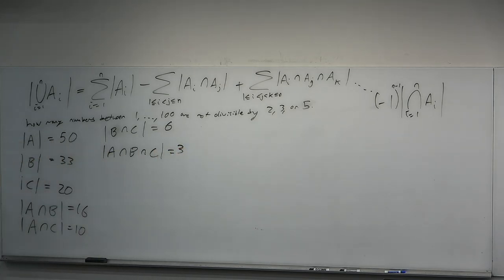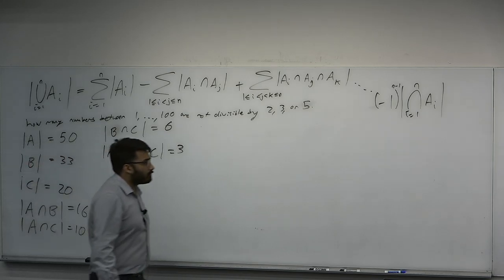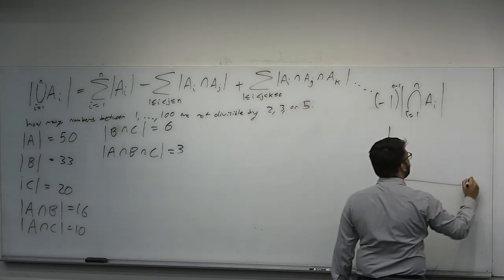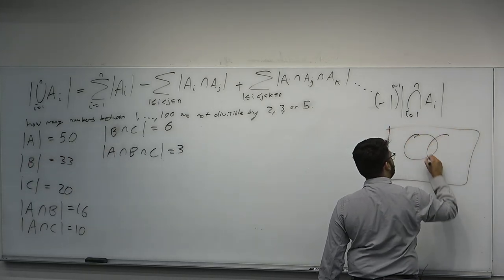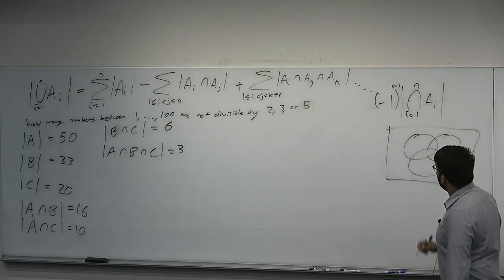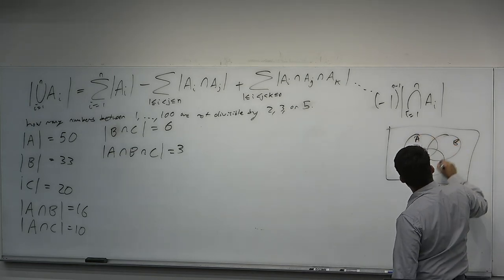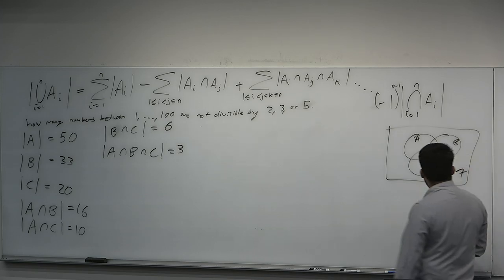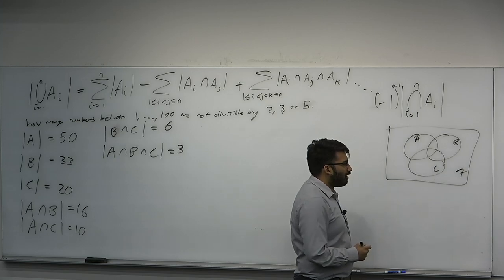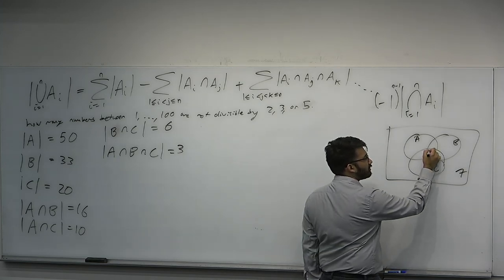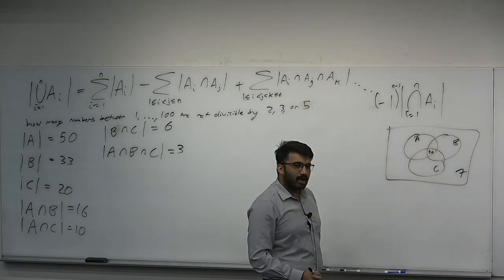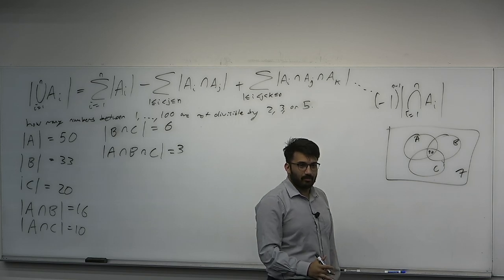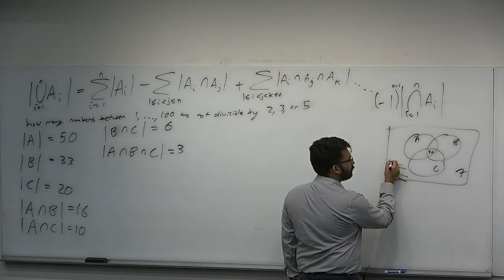We have a bunch of numbers here. We want to consider the number of numbers that is divisible by none of them. So if we're drawing a picture, we have something that looks like this. So here's our A, B, and C, right? What's a number that's not divisible by any of those? Let's say, I don't know, 7. 7 would be out here somewhere. What's a number divisible by all of them? 30. Let's put 30 here, for example, right? We want to count the number of numbers that is divisible by none of them. So we're trying to count the shaded region here, right?